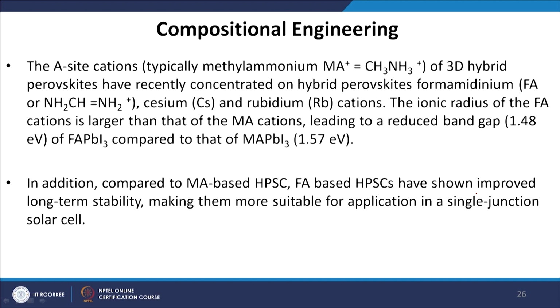The A site cations, typically methylammonium of 3D hybrid perovskite, have recently concentrated on hybrid perovskite formamidinium, cesium and rubidium cations. The ionic radius of the FA cations is larger than that of MA cations, leading to a reduced band gap of FAPbI3 compared to that of MAPbI3. In addition, compared to MA based HPSC, FA based HPSCs have shown improved long term stability, making them more suitable for application in a single junction solar cell. So, not only the efficiency, but stability also increases in this kind of compositional mapping.